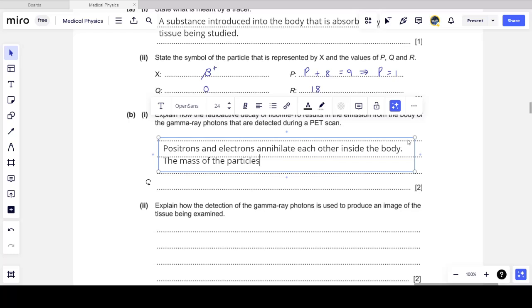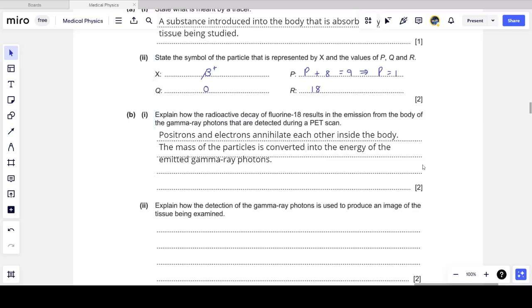So believe it or not, mass is lost in the universe. The mass of the particles is converted into the energy of the emitted gamma ray photons. And there will be more than one photon. As you should know, there are two photons being released when a positron and electron annihilate each other. But that kind of question might come by later on. So positrons and electrons annihilate each other inside the body, and the mass of the particles that initially existed disappears, and Einstein said E is equal to mc squared, so it's fine because the equivalent amount of energy is released in the form of gamma ray photons. And those are the gamma ray photons that we detect.